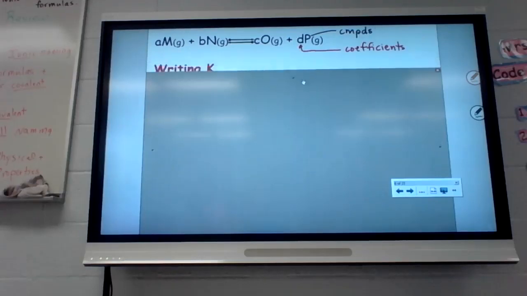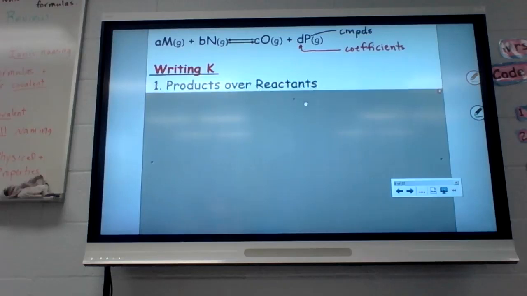So, there are 3 rules to write K. First of all, it has to be the product over the reactants. Has to be. You cannot put the reactants on top. Products have to be in the numerator, a fraction.